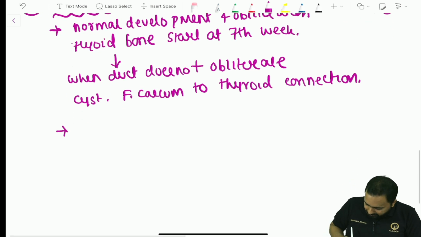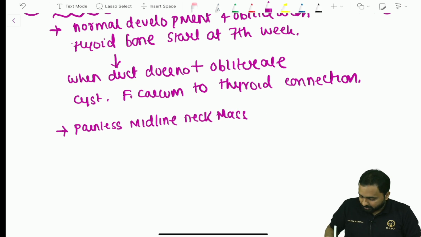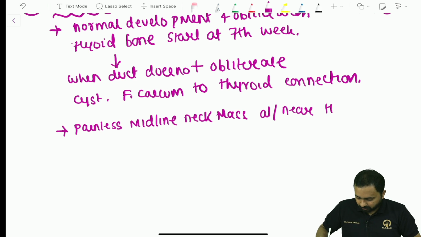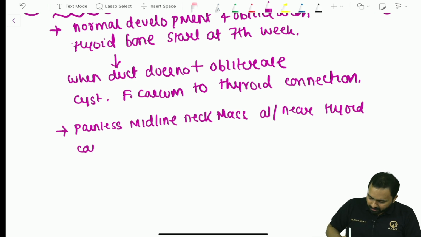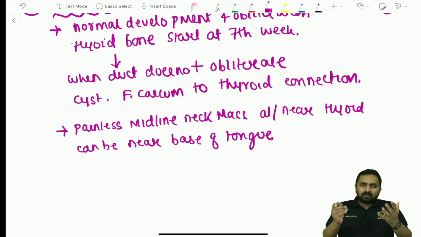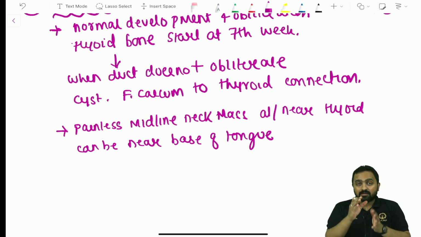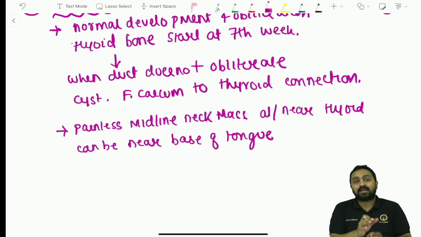Now, how does it present? It usually presents as a painless midline neck mass at or near the hyoid, and can be present near your base of tongue. You would get a clinical scenario that a 5-year-old or a 7-year-old presents with a midline neck mass. This midline neck mass moves with the protrusion of the tongue. This is a very important clinical finding in small midline neck swellings to differentiate it from thyroid gland swelling.